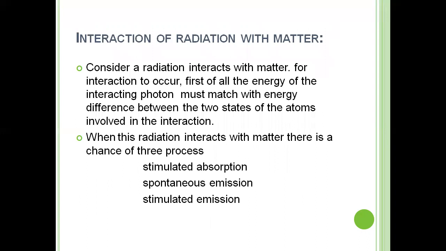Coming to the interaction of radiation with matter, to verify how radiation interacts with matter, let us consider one matter which has a number of atoms arranged in a regular manner. Now consider a radiation interacting with this matter. For interaction, first of all, the energy of the interacting photon should match the energy difference between the two states of the atoms which are involved in the interaction. So for that, let us consider a material which has two energy levels, E1 and E2.